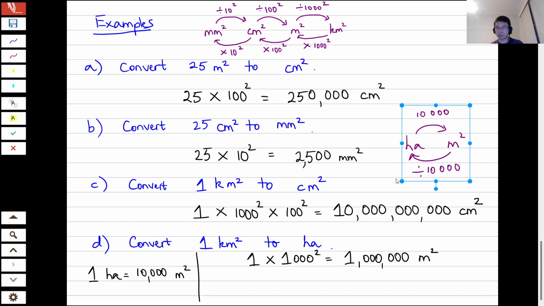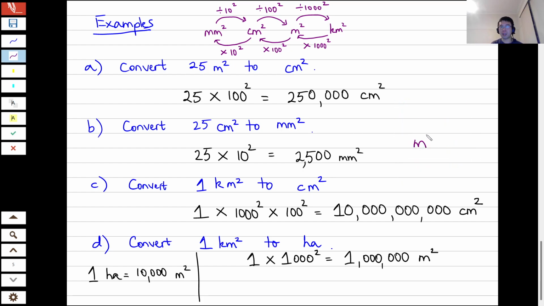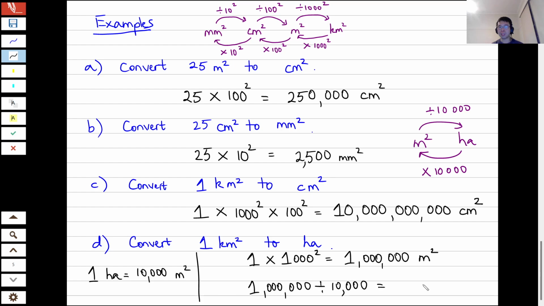Actually, I might reverse the direction because hectares is larger, just to keep things consistent. So to go from hectares to meters, I multiply by 10,000. To go the other way, I divide by 10,000. So I've got my quantity, 1 million square meters. Now I need to divide by 10,000 to get my answer in hectares. And if I do that, 1 million divided by 10,000, my answer is 100.